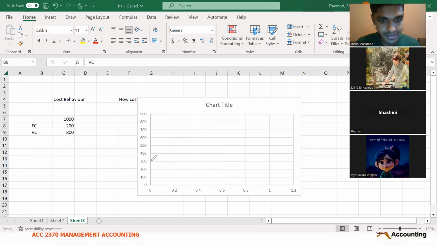I can show you. It would be something like this. This is how semi-variable cost looks. The fixed portion is this. It always remains fixed regardless of the level of output. And the variable portion is what varies with the level of output.